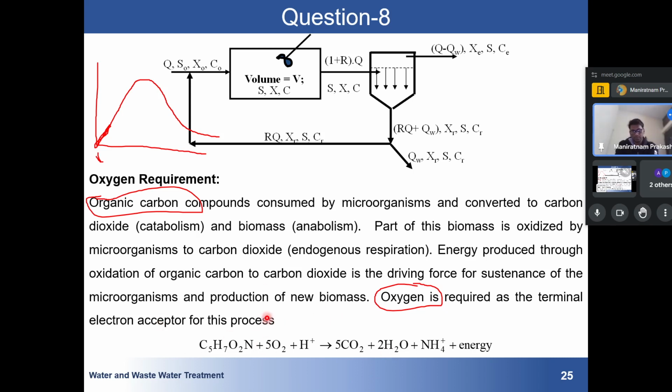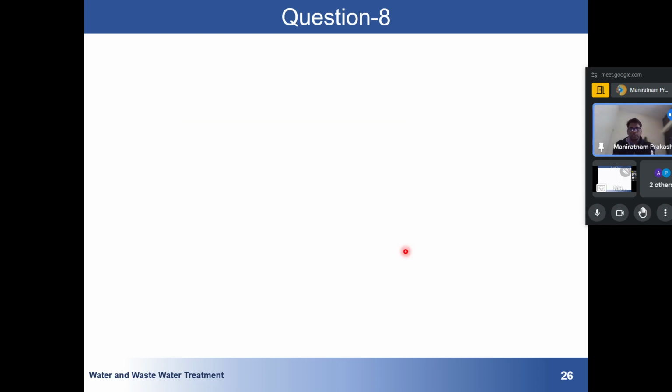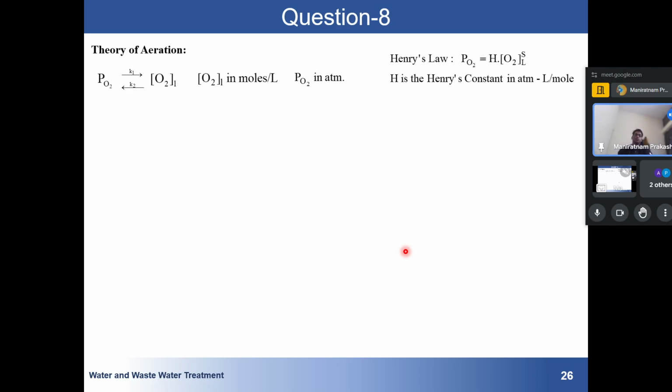The main thing to be learned from this topic is that some oxygen has to be provided, so that in the presence of that oxygen, these microorganisms will degrade the organic matter in the system. How oxygen is given to the system is controlled by the theory of aeration, which is given by the Henry constant.